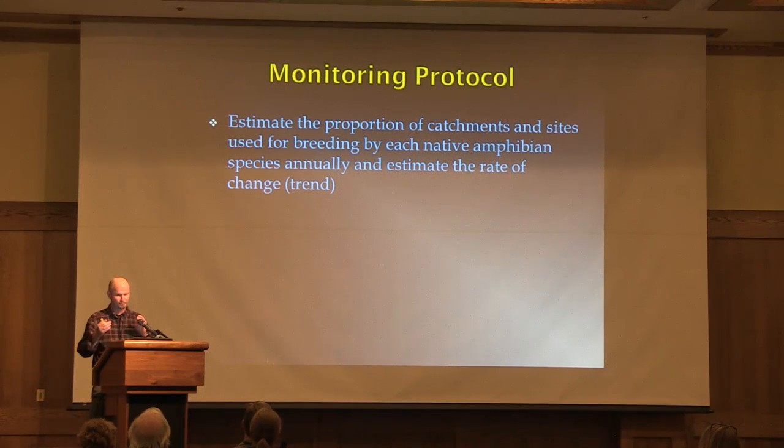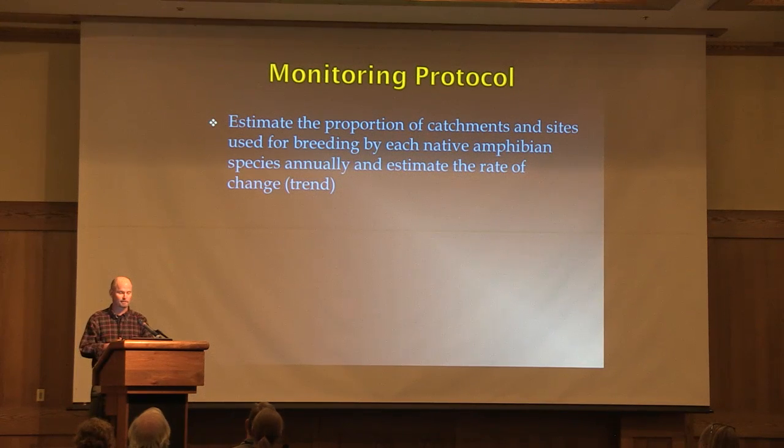First of all, there are different scales at which this is being monitored. So you've got a large scale at the catchment level. There are a lot of different wetlands within these catchments, so they're monitoring at two different scales. The second thing I want to point out is they're looking for evidence of breeding. So just the mere presence of individuals is not what we're looking at. We're looking at breeding presence.